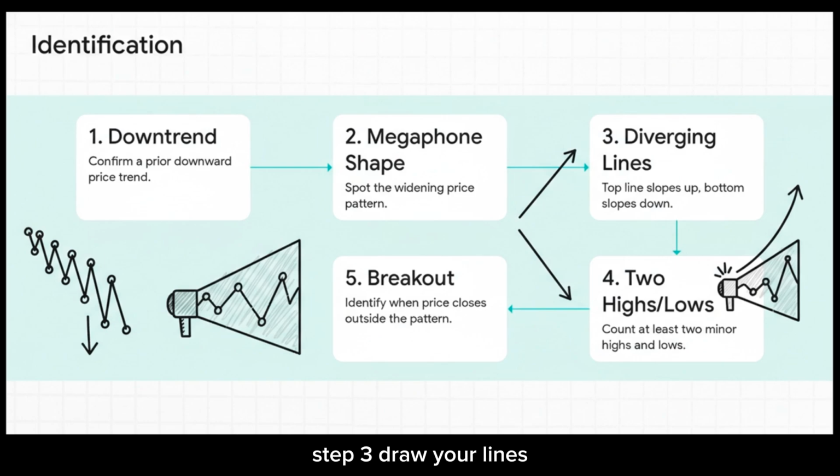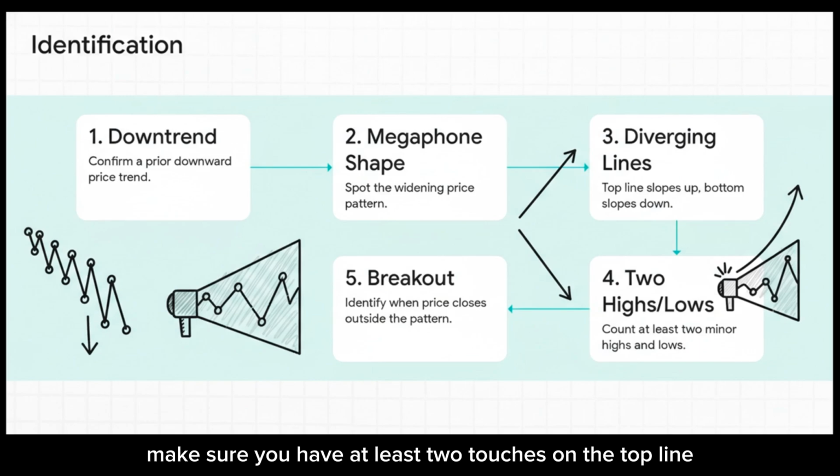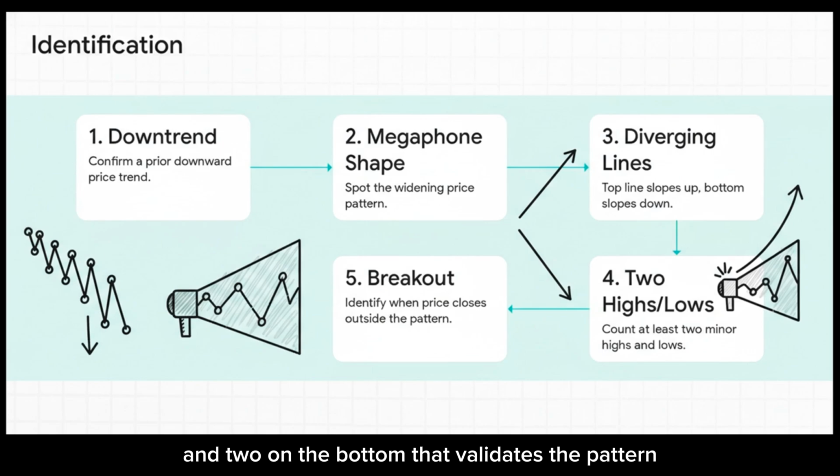Step 3, draw your lines. The top one has to slope up and the bottom one has to slope down. Step 4, and this is important, make sure you have at least 2 touches on the top line and 2 on the bottom. That validates the pattern. And finally, step 5 is the trigger, a clear price breakout with a close outside the pattern.